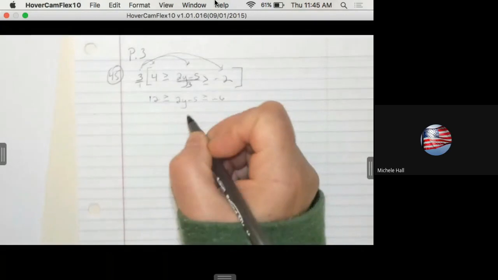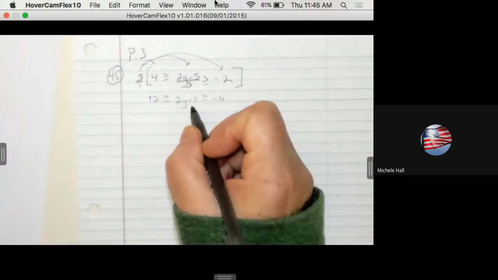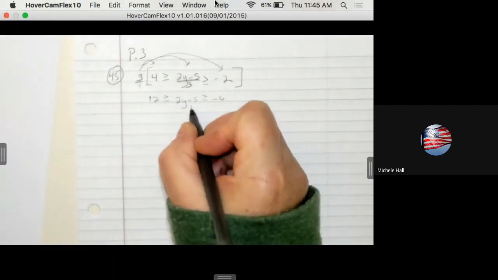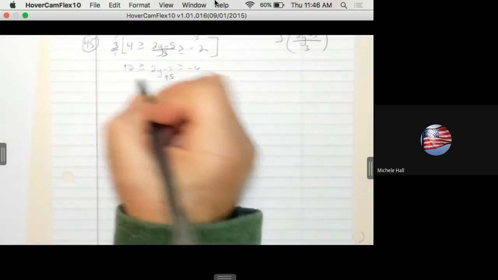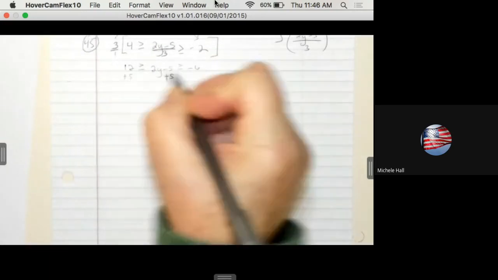What do I undo first? Multiplying or subtraction? So I add 5. How many times am I going to add 5? A total of 3 times. I'm going to add 5.